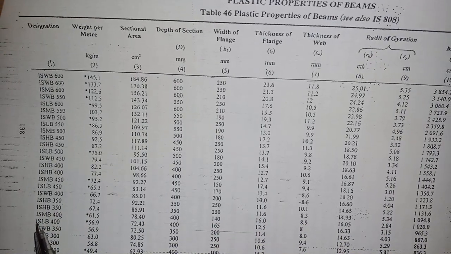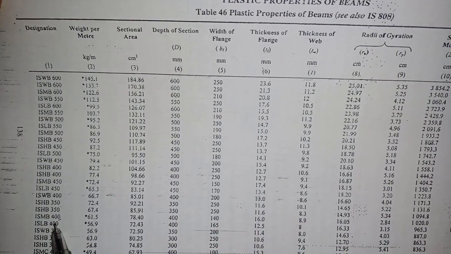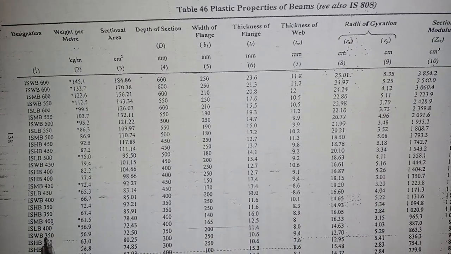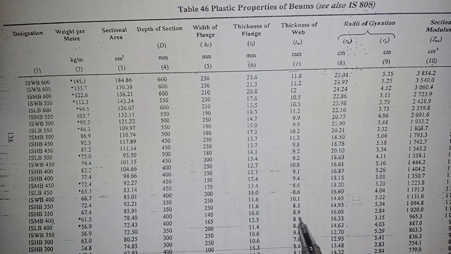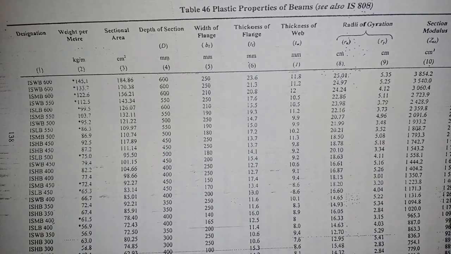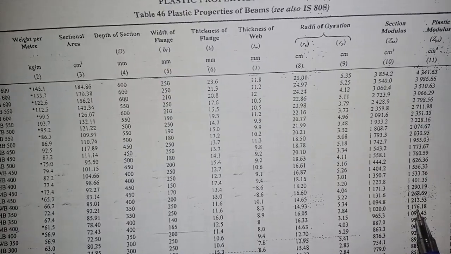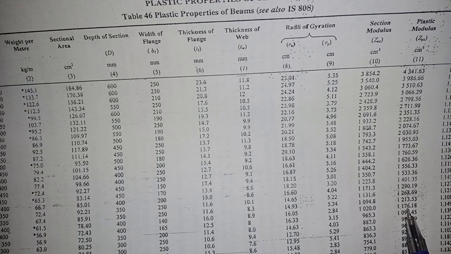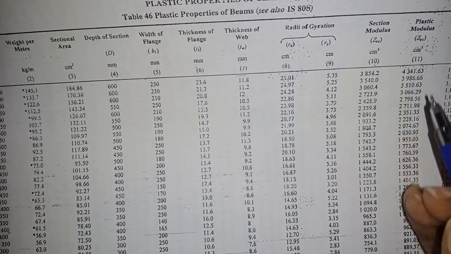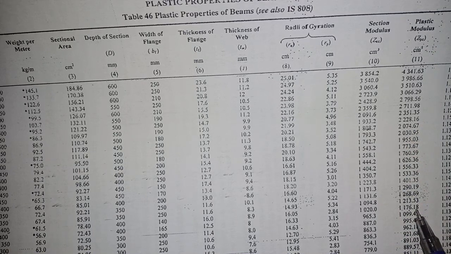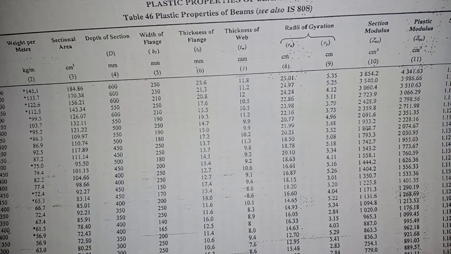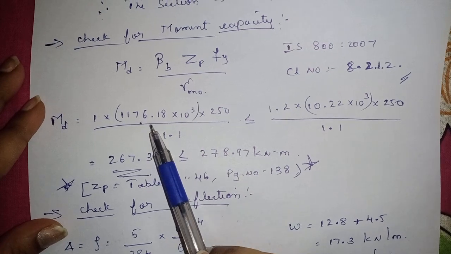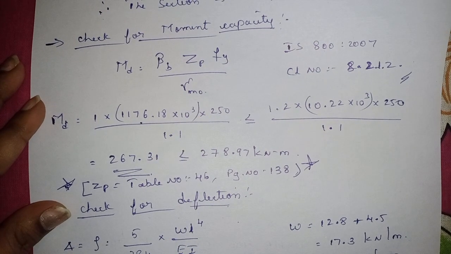To see that, first, what we are designing here is ISMB 400, it is here. Got it? Now in the same line you go, ISMB 400, towards the plastic section modulus. How much did you get? 1176.18. Got it? Plastic section modulus is 1176.18. Same thing, you write it down, 1176.18. So now it is in centimeter cube.